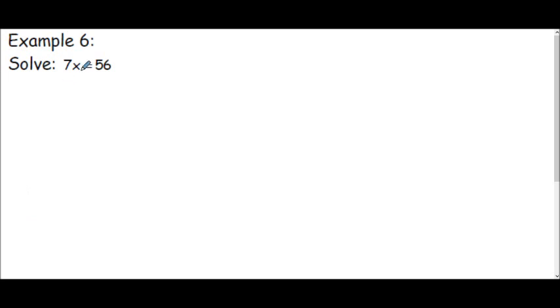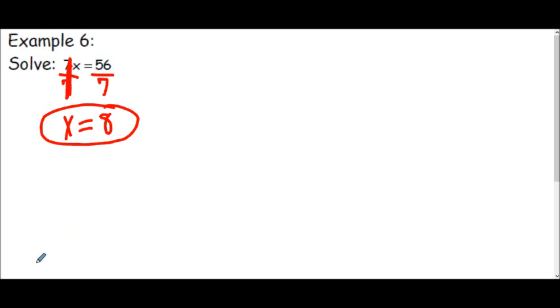Okay. So, what is the operation happening between the 7 and the x? It's a multiply. And what is the inverse operation for multiply? Divide. What are we going to divide by? 7. What happens with the 7 divided by 7? It cancels, and I'm left with just x, and then 56 divided by 7 is 8.